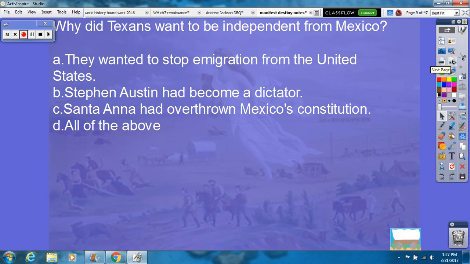So this comprehension question is, why did Texans want to be independent from Mexico? Were they A, they wanted to stop immigration from the United States, B, Stephen Austin had become dictator, C, Santa Anna had overthrown the Mexican Constitution, or was it D, all of the above? And if you chose this answer right here, A, you are correct.